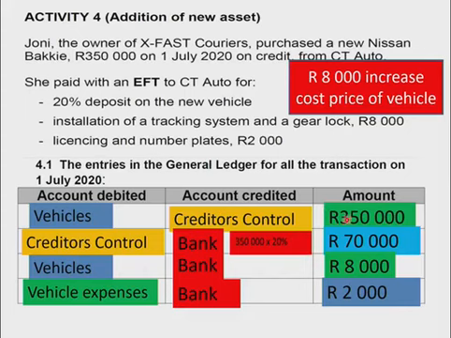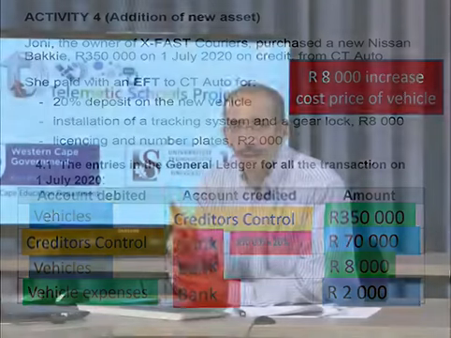So the total cost price will be 358,000. And when we have to write off the depreciation on that particular vehicle, it will be seen as 358,000 and not 350,000, because the 8,000 will increase the cost price. In the same way, it's as if you're buying a laptop with no operating system and no Microsoft Office. And because they're installing that, that will increase the cost price of the laptop that you're buying. So the installation of a gear lock or an alarm system, that will increase the cost price of the item that you buy.